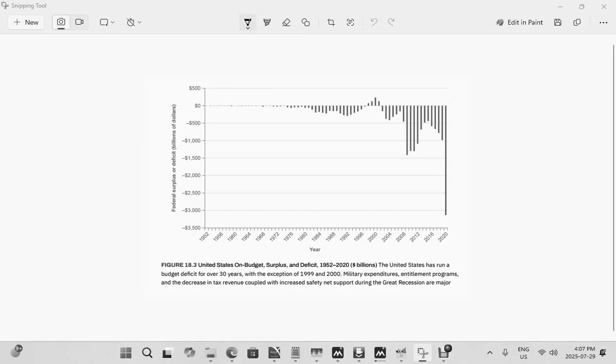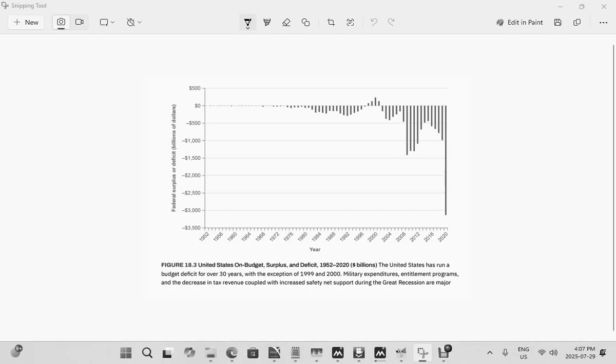As you may notice from 1952 to 2020, the general trend on this graph is of a federal deficit, which means the tax revenues are less than your government spending and borrowing. We've talked about some of the factors that impact government spending, the things that government spends its money on, and those are listed at the bottom over here.